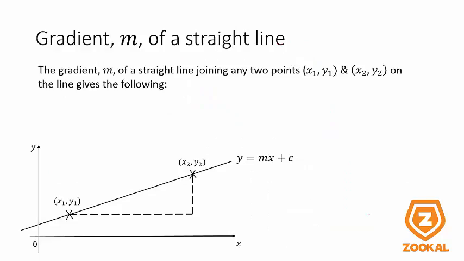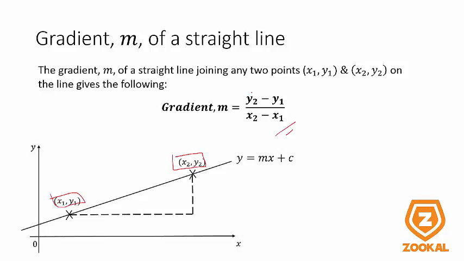Moving on, the gradient of a straight line. The gradient is found from any two points on the line, in this case coordinates (x1, y1) and (x2, y2). The formula is something you need to remember by heart, because it's one of the more important formulas and it's not given in the formula sheet. Usually it's y over x.